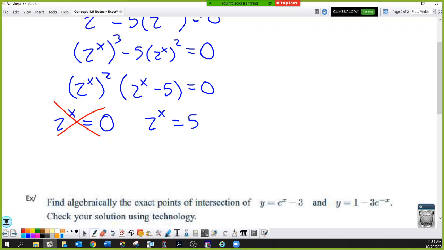2 to the x equals 5. How do we get x by itself? Log base 2. So x equals log base 2 of 5. Finished.